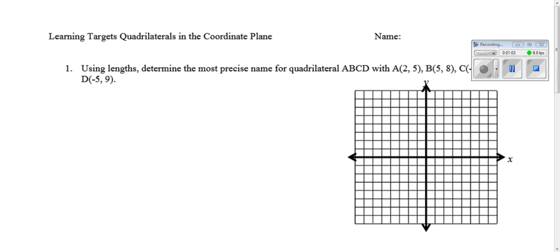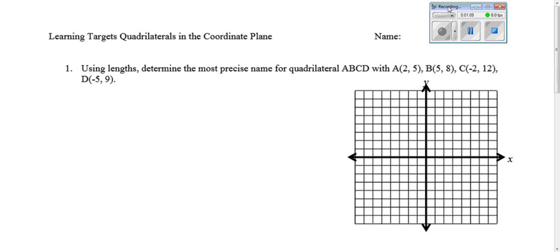Number 1 says, using lengths, determine the most precise name for quadrilateral ABCD, and we see the sides that we're given. Our directions are that we have to use lengths. So we're not using slope, we're not using midpoint, we're using length. Let's think for a minute and formulate a plan. Why would we be using lengths? Lengths can tell us about congruent sides. So one thing we're looking for is congruent sides.